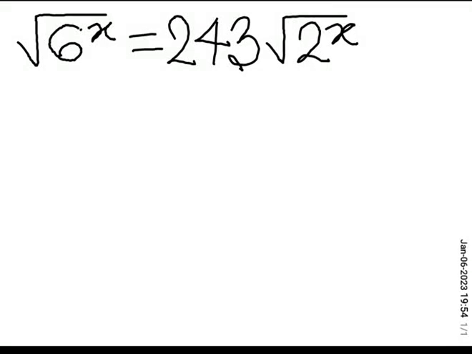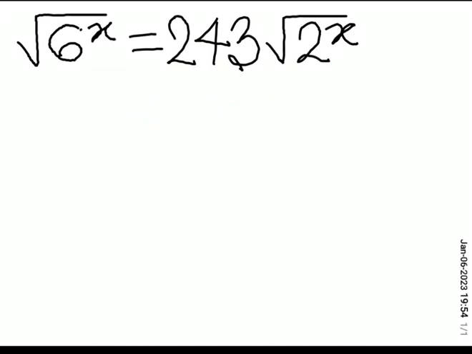Hello viewers, we are asked to solve for x if the square root of 6 raised to power x is the same as the product of 243 and the square root of 2 raised to power x. My first step here would be to shift this to the left hand side.